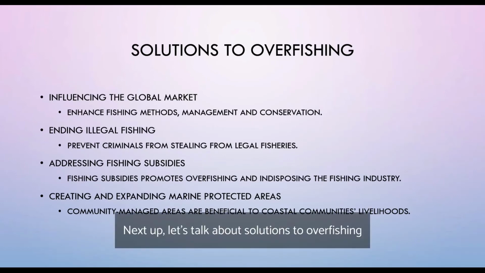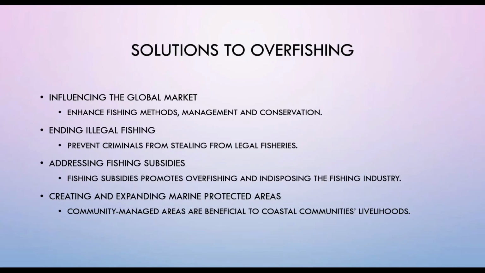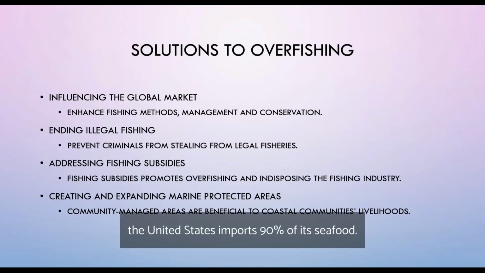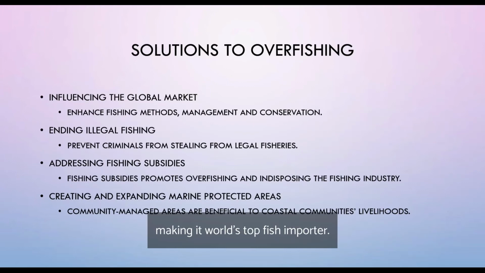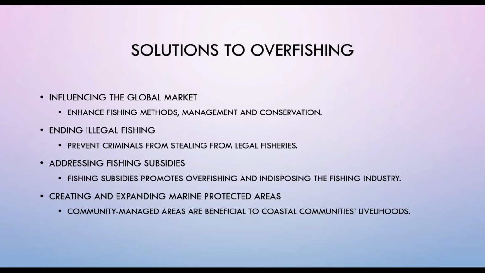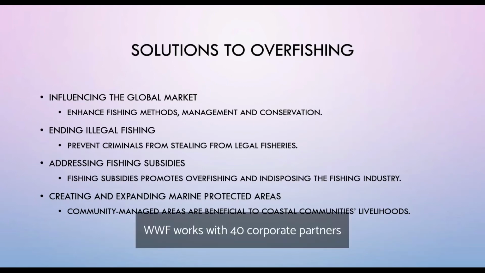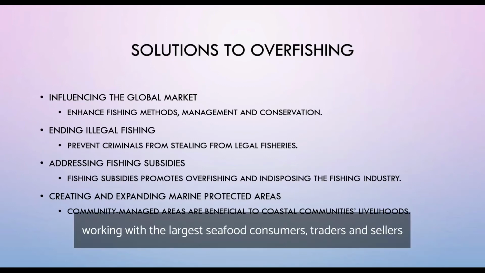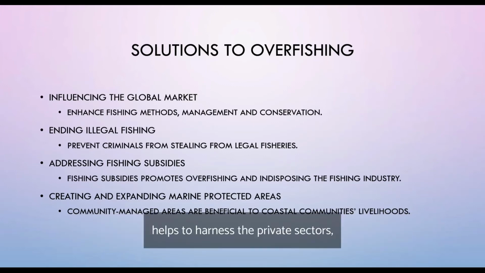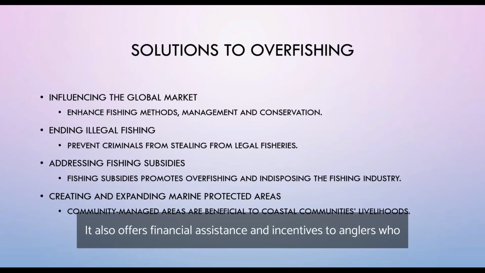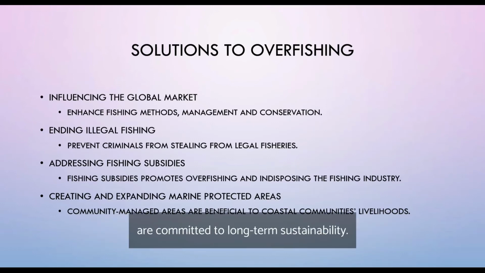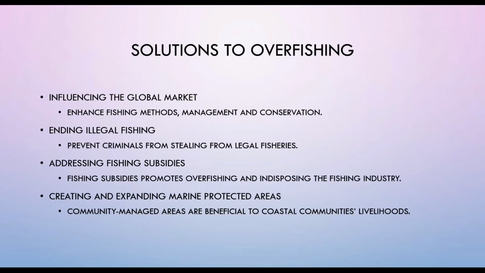Next up, let's talk about the solutions to overfishing. First, influencing the global market. The United States imports 90% of its seafood, making it the world's top fish importer. In North America, WWF works with 40 corporate partners who supply from over 550 different fisheries. Working with the largest seafood consumers, traders, and sellers helps to harness the private sector's purchasing power to enhance fishing methods, management, and conservation. It also offers financial assistance and incentives to anglers who are committed to long-term sustainability.